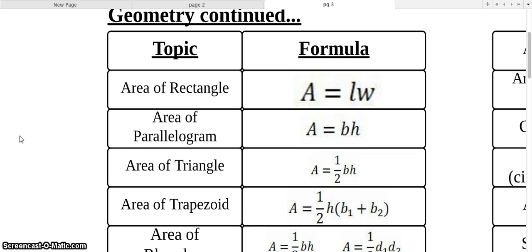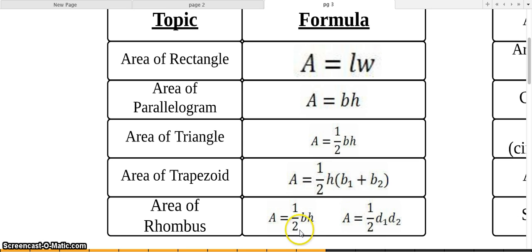Alright, geometry continued. These are fairly simple, straightforward formulas. You've got area of a rectangle, length times width; area of a parallelogram, base times height; area of a triangle, 1/2 base times height; area of a trapezoid, 1/2 the height times the bases added together. And the last one is area of a rhombus. It does have 2 possibilities.